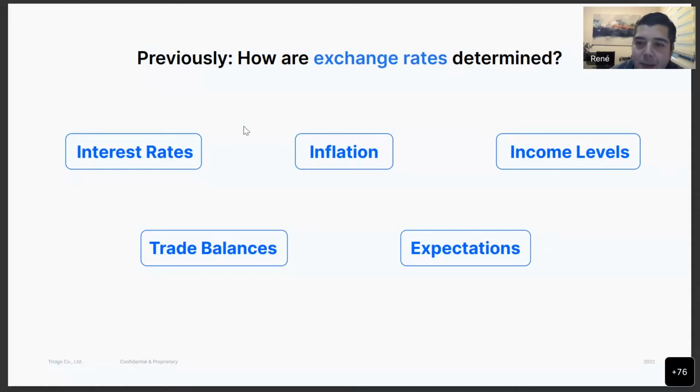And we can also see trade balances, which are the differences between what you export and what you import. If you import more than you export, then we talk about a trade deficit. And if you have a trade deficit, that means that demand for the foreign currency is growing faster than the demand for your own currency. So your currency will depreciate if you're importing more than you're exporting. And finally, expectations of all of these variables. If there are any changes in expectations of interest rates, inflation, income, or trade balances, this can have an impact on the actual price of your currency right now.